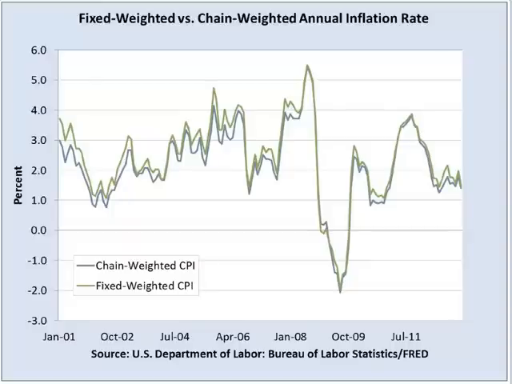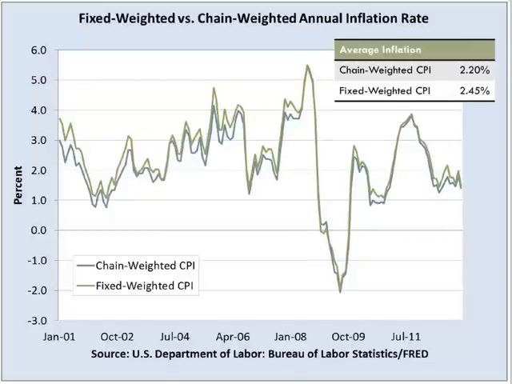And what we have here is the inflation rate, so I have the percentage change in the index number over time. You can see that the fixed-weighted index number has a tendency to overstate inflation. Not by a whole lot, but it does have a tendency to do so. If we take a look at the averages, chain-weighted CPI over this time period averaged about 2.2% inflation rate, whereas the fixed-weighted CPI averaged about 2.45%. So just slightly more.